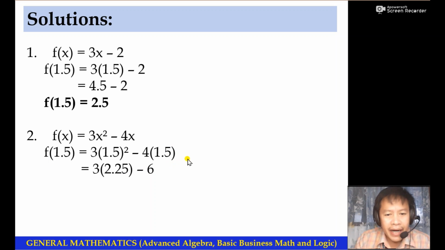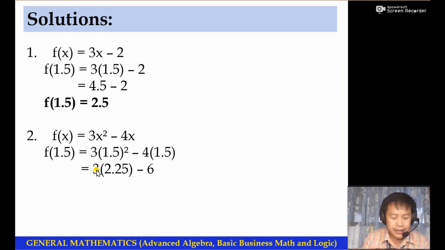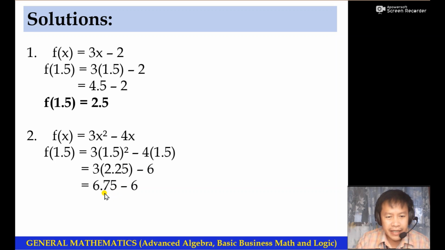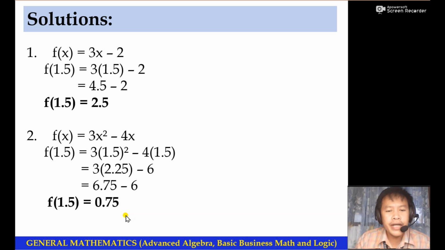Okay. Then, after that, we do not have anymore the exponent. We are going to remove now the symbol of grouping, which is a pair of parentheses here. How are we going to remove this? We are going to multiply 2.25 by 3. Okay, what is the result? 2.25 times 3 is equal to 6.75 minus 6. This is it. 6.75 minus 6 is equal to 0.75. Now, if x is equal to 1.5, our y is 0.75.